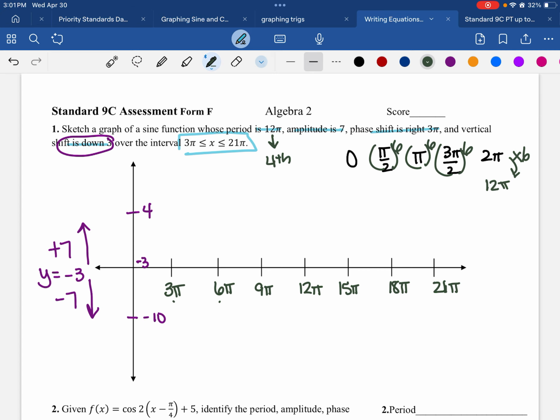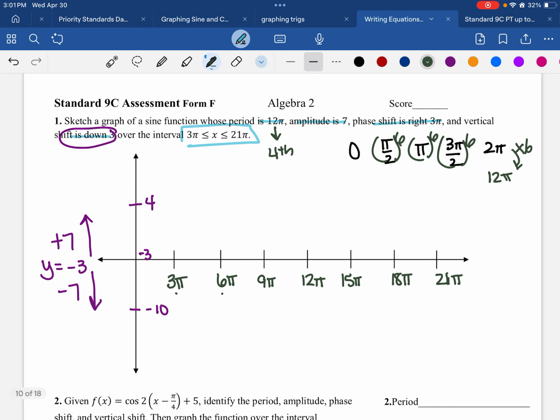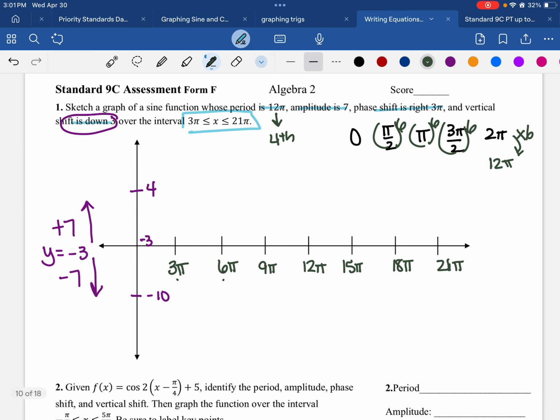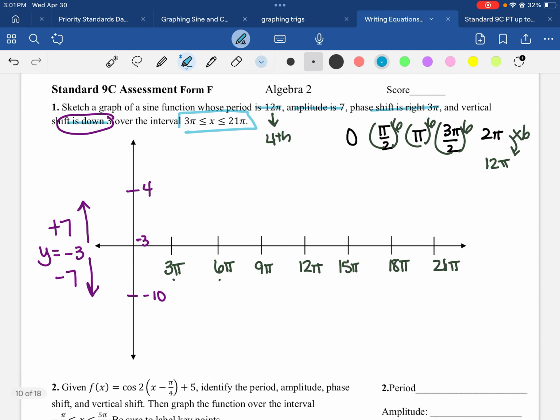Now that we have that, we have to work on our phase shift and our interval. My interval says that I need to graph from 3 pi to only 21 pi. And my phase shift is right 3 pi. So that means I'm going to take my graph and start it to the right at 3 pi. So this is my actual start of my graph.